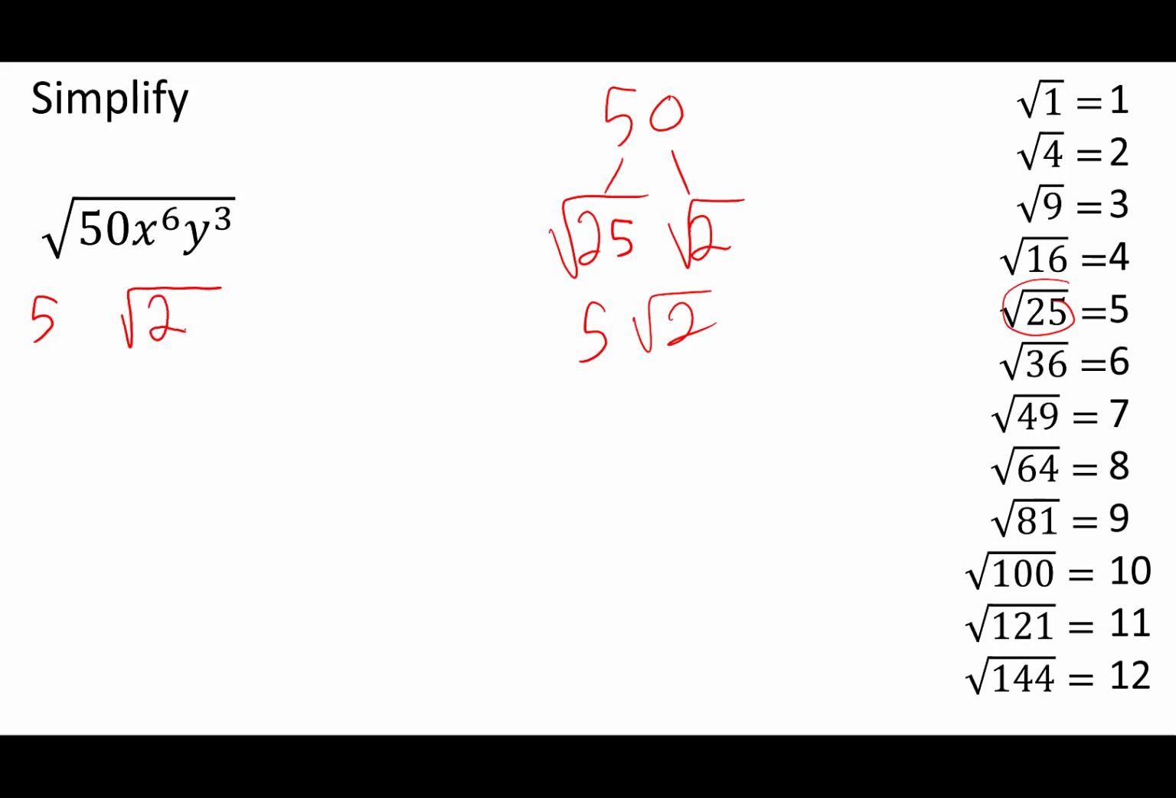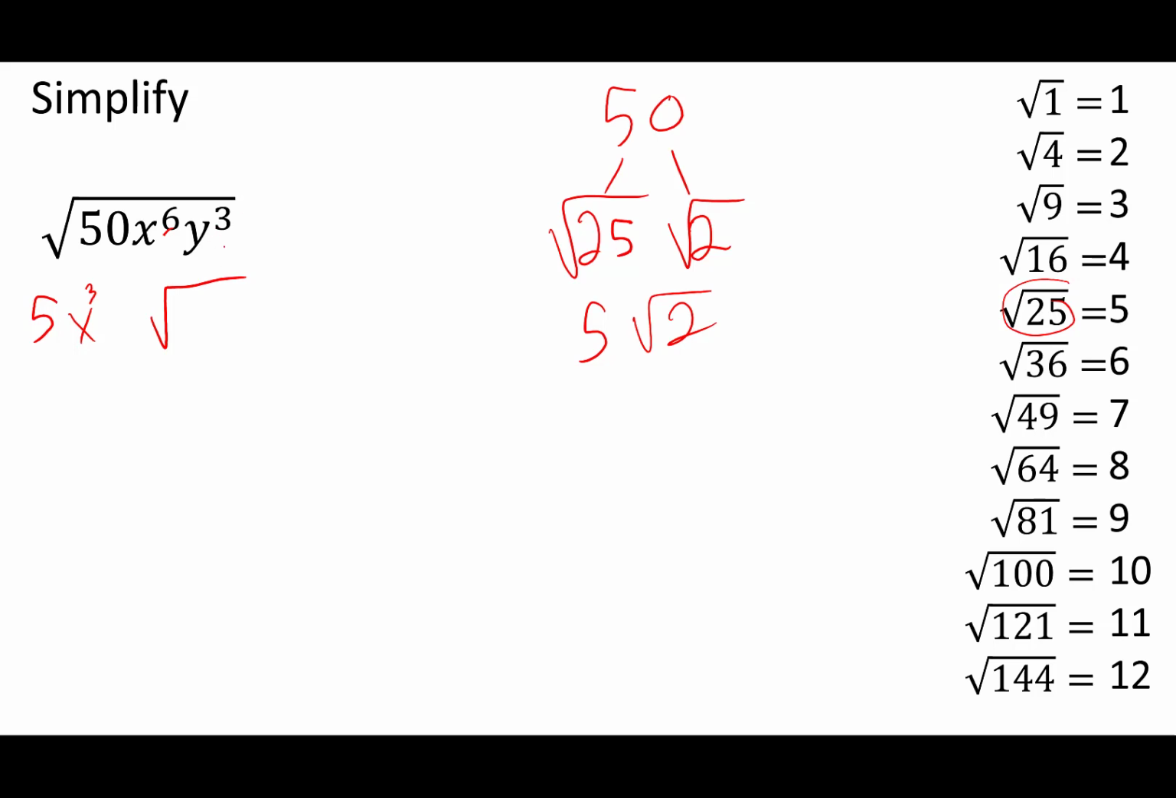Now, looking at the variable, remember if it's an even number, I divide by 2, and all of it comes out of the radical. So since x to the 6 is even, 6 divided by 2 is 3, so I get x to the 3 outside. I need to shift this radical just a little bit. And then I'm going to do the same thing with the y.